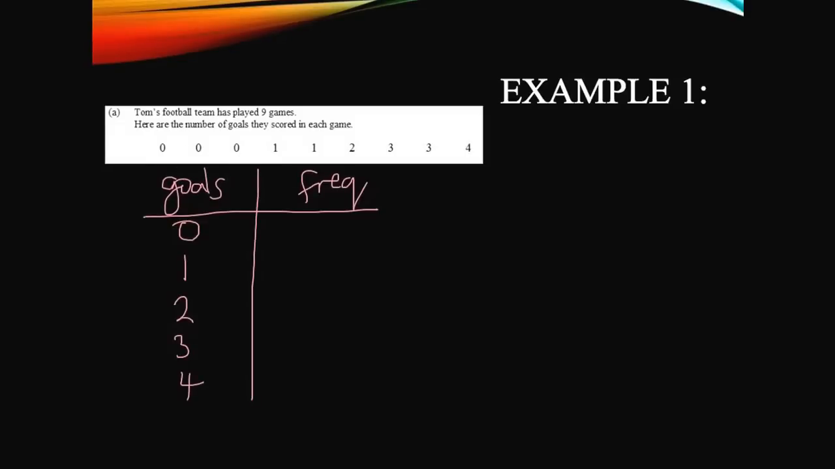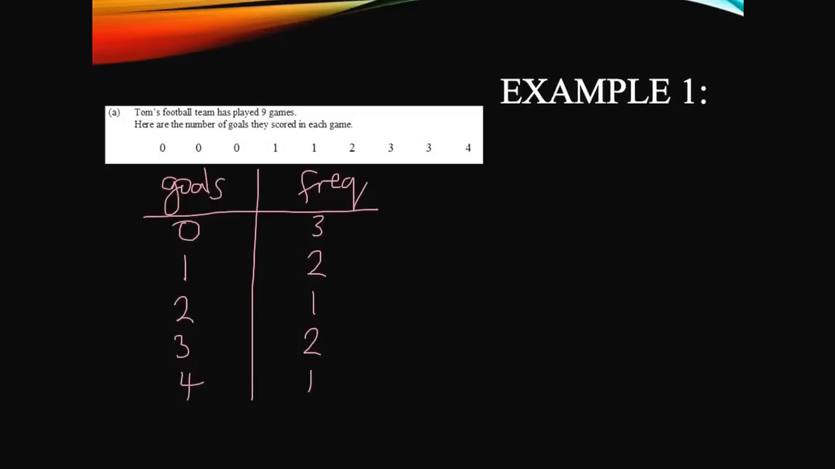No goals were scored 3 times. 1 goal was scored twice. 2 goals were scored once. 3 goals twice. And 4 goals once. Now, in terms of working out the mean, what you did when you added up all these numbers here was you did 0 plus 0 plus 0, or 3 zeros. You then added on 1 and a 1, or 2 1s, and 1 2, 2 3s, and 1 4.